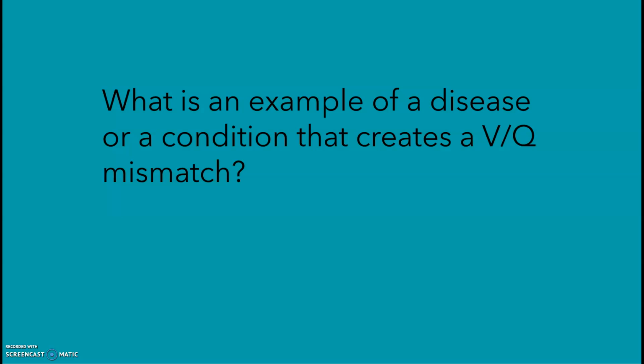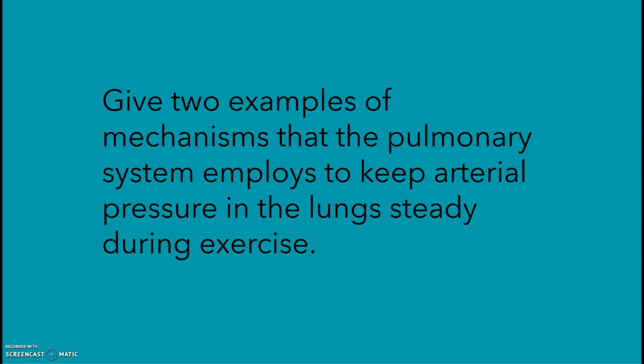Yeah, and then here's my next question. Give 2 examples of mechanisms that the pulmonary system employs to keep arterial pressure in the lungs steady during exercise. Well, we talked about how the capillaries will dilate and recruit with greater pressure to make sure that there's more blood flow to the lungs.